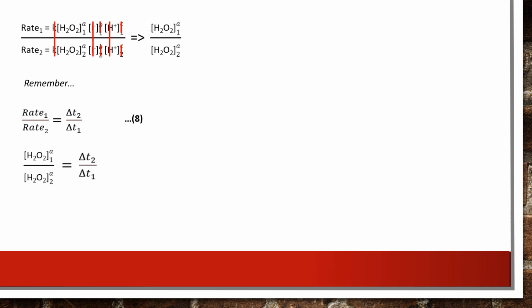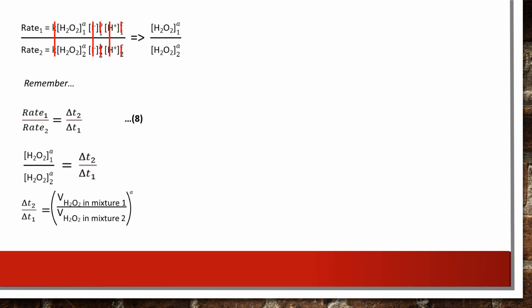the expression becomes the concentration of hydrogen peroxide in reaction mixture 1 raised to its order divided by the concentration of hydrogen peroxide in reaction mixture 2 raised to its order is equal to the change in the time for reaction mixture 2 to occur divided by the change in the time for reaction mixture 1 to occur.